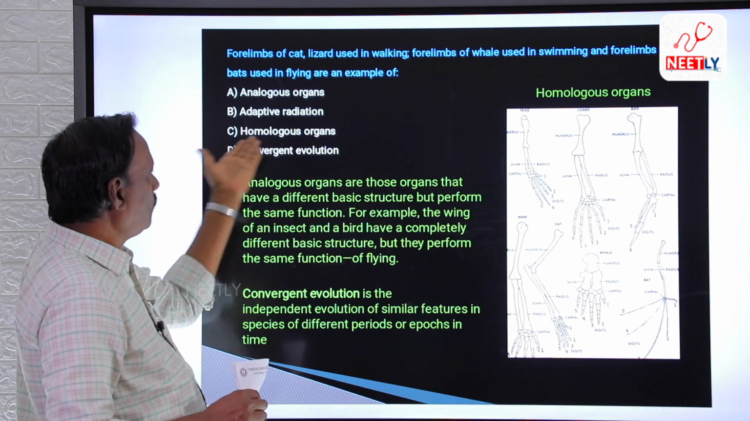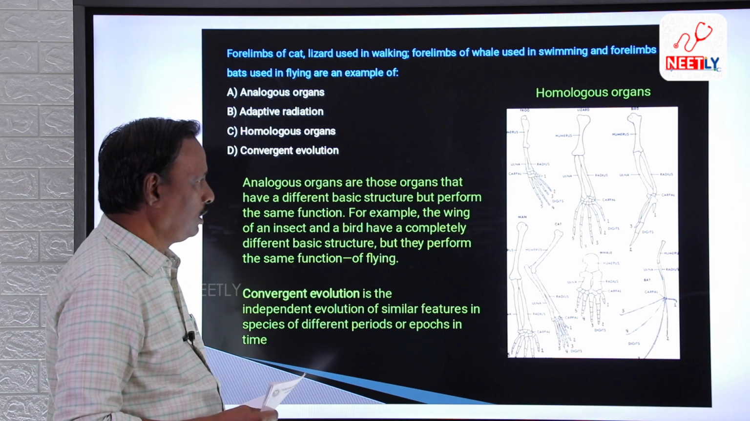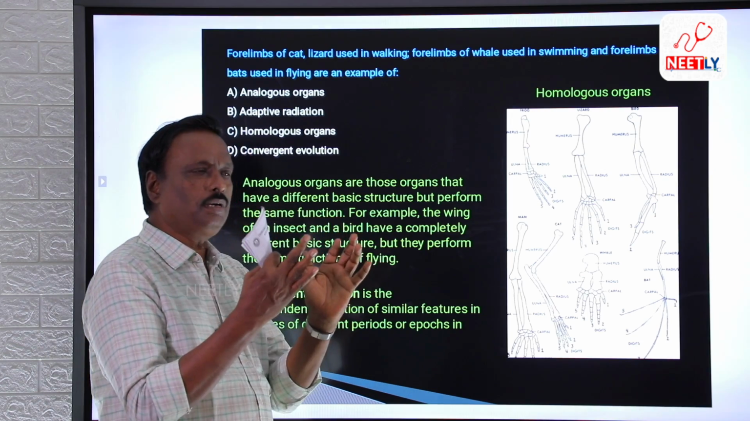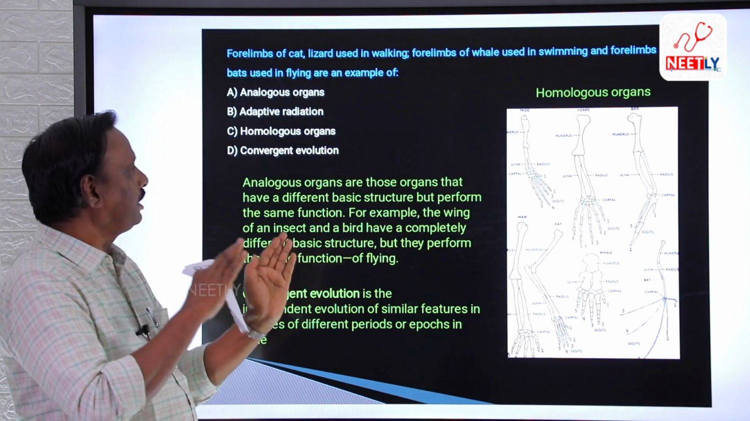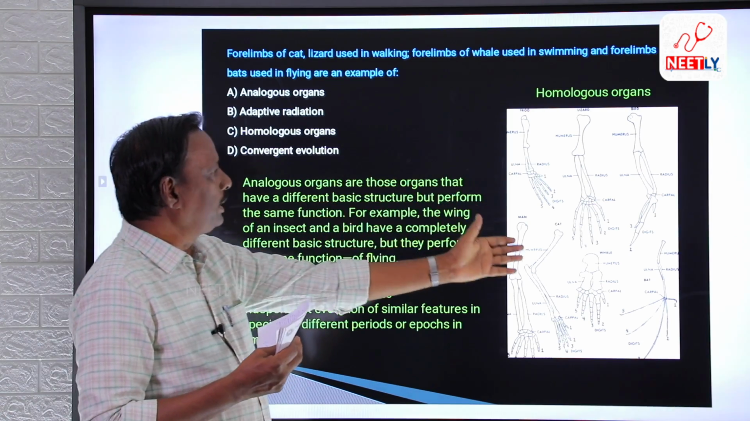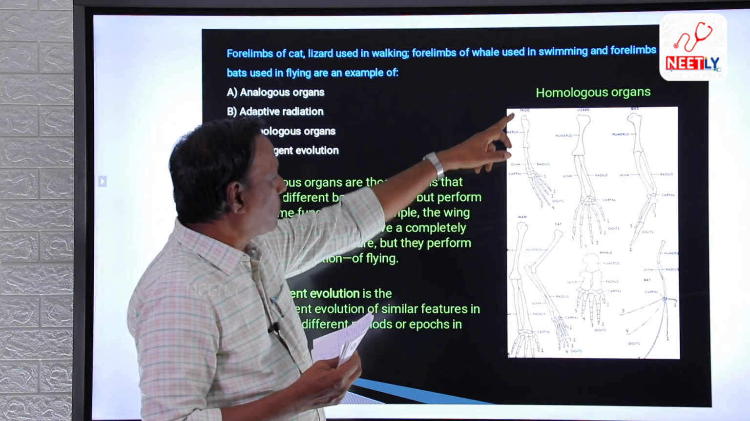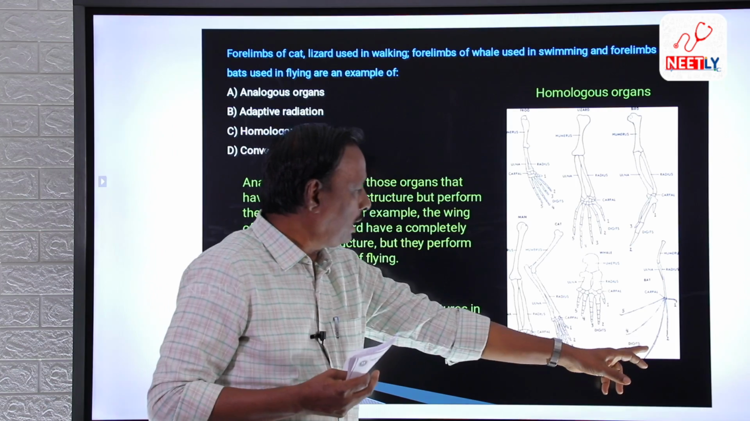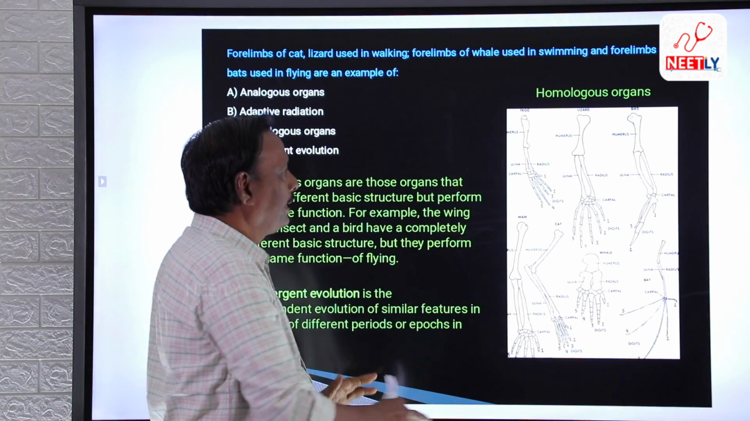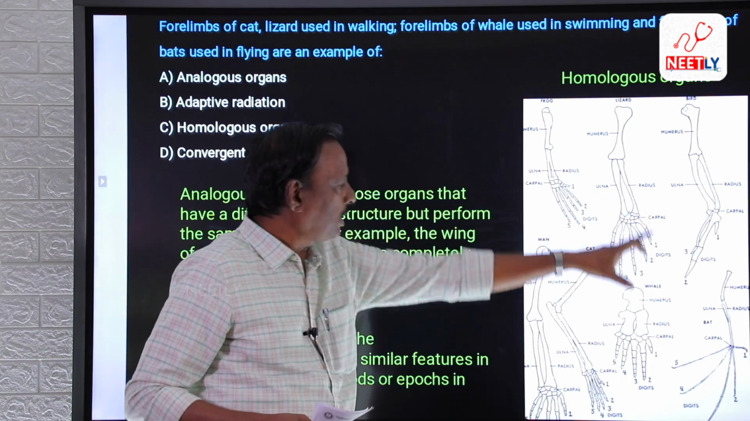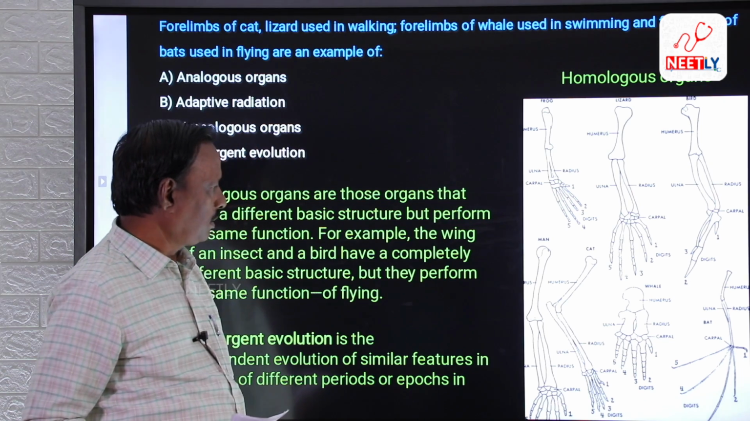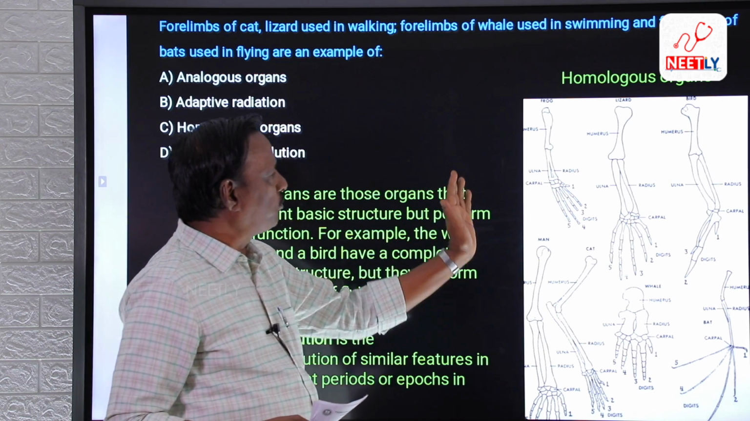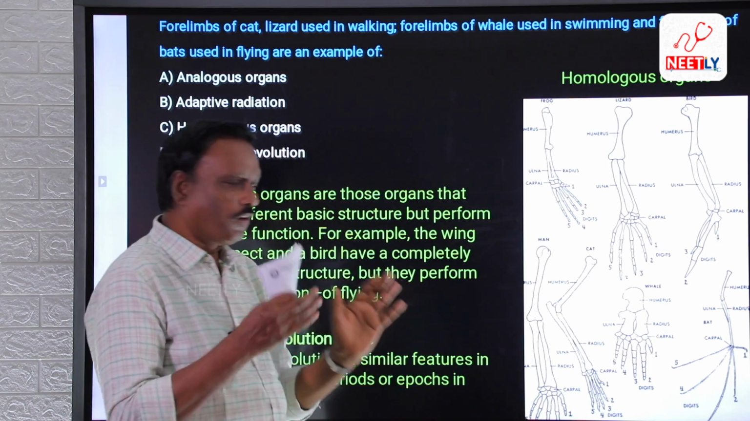Then if you come to the homologous organ, what do you mean by the homologous organ? Homologous organs are those having a similar basic structure, but functionally they are different. You can take a frog forelimb, lizard forelimb, then bird forelimb, then man, cat, whale, and so on. In all these, they have the same basic pattern: the humerus, radius, ulna, carpals, and then digits. But functionally, the forelimbs of all these organisms are different.